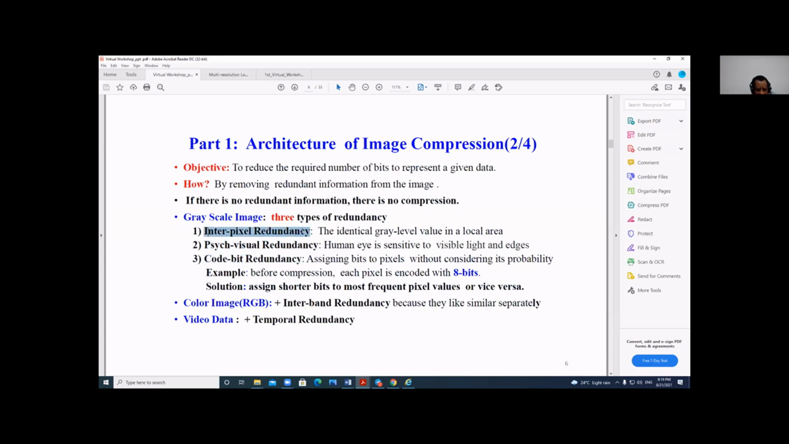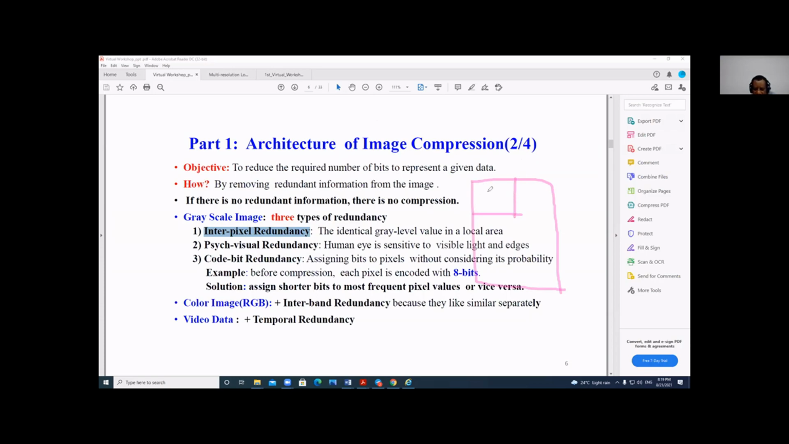When we say interpixel redundancy, in a given image, in some portion of the area, this may be a uniform area.